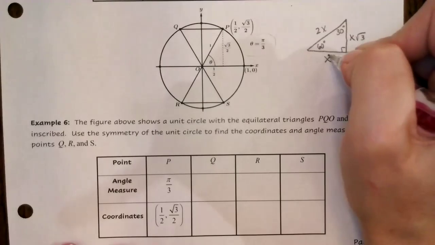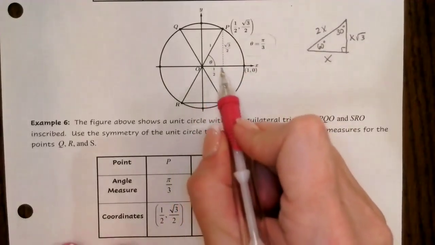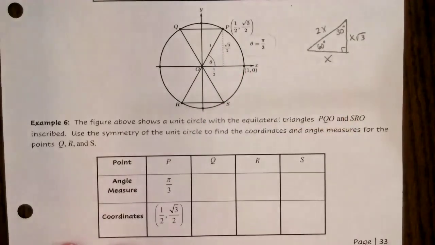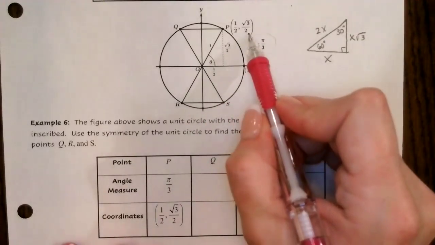Now, when we make this hypotenuse 1 for the unit circle, then we find that x is 1/2. So now my x value is 1/2, we see there, and our vertical displacement is the square root of 3 over 2, giving me this point right here.